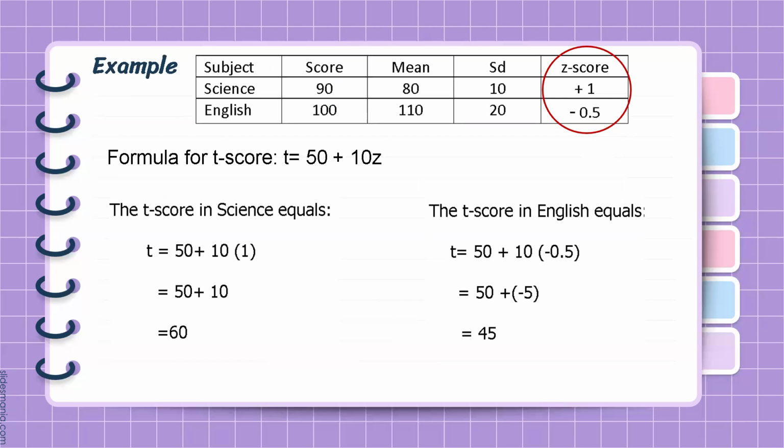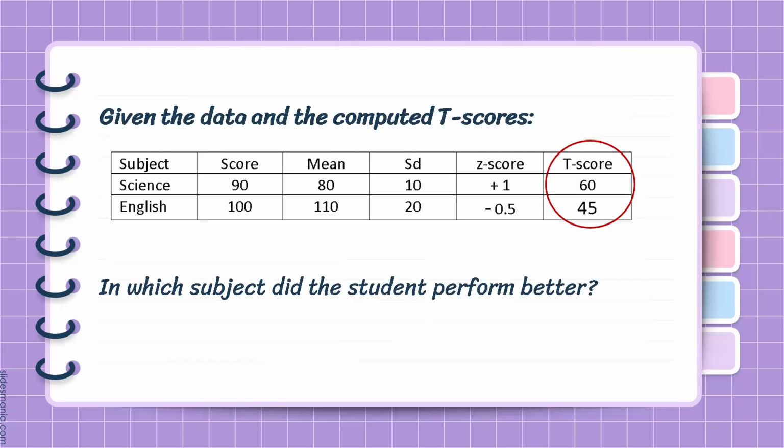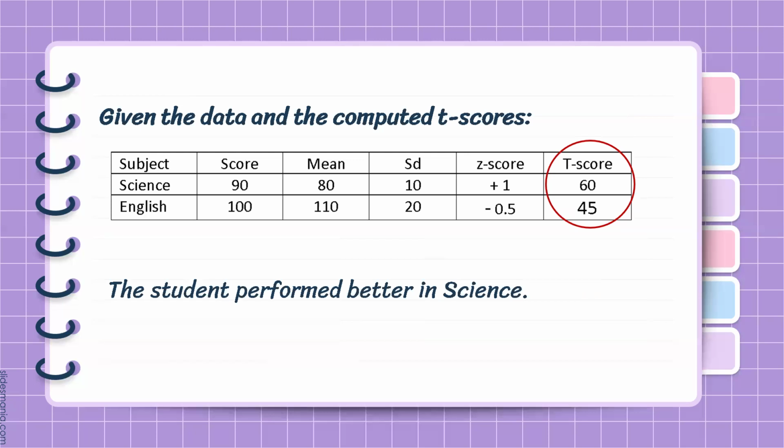For English, the z-score is negative 0.5. We multiply it by 10, which is constant. That becomes negative 5. We add the negative 5 to 50, which is constant. That becomes 45. So the t-score of the student in science is 60, while the t-score of the student in English is 45. So in which subject did the student perform better based on the t-scores? The student performed better in science.